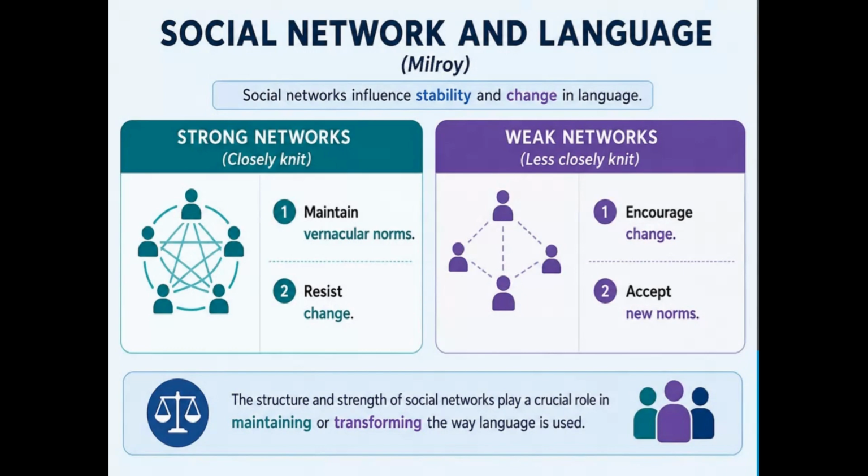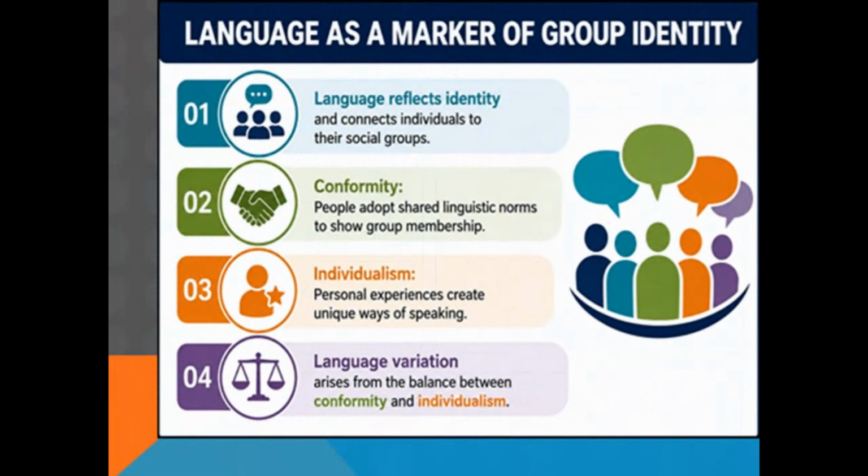Now, language as a marker of identity. Language is one of the strongest markers of identity. Through language, people show which group they belong to. People follow the language norms of their social group. This is called conformity. At the same time, every individual has unique experiences and expresses themselves differently. This is called individualism. Language variation results from the balance between these two forces.